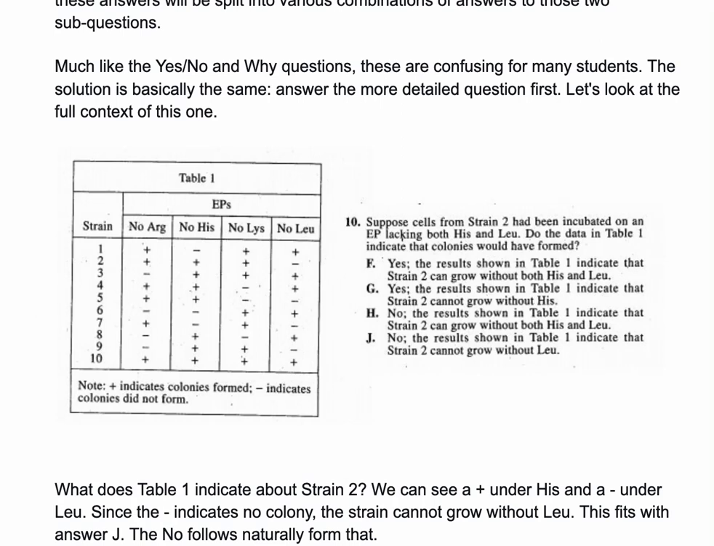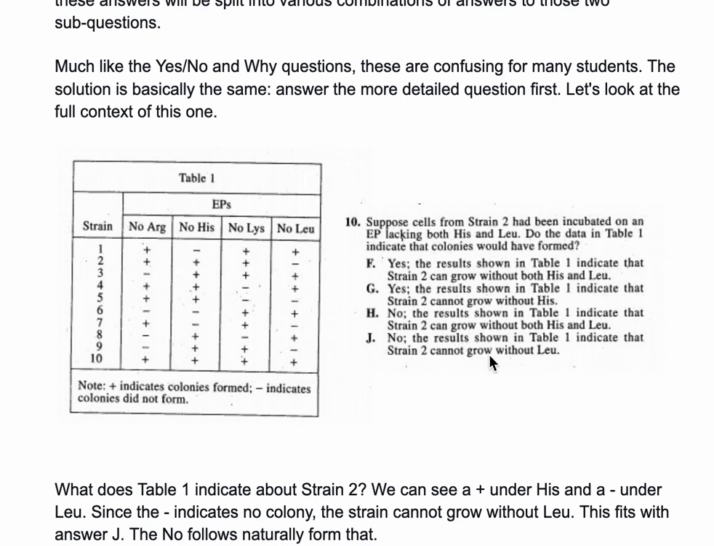So that's really the only thing we need to pay attention to. Like, okay, it must be no, because the results shown in table 1 indicate that strain 2 cannot grow without Lou, right? Because we have the minus when there's no Lou. Nothing else says that. So we're done. Who cares? Yes, yes, no, no. It's just no. So the point is, you don't have to pay that much attention to the yes, yes, no, no. The yes or the no follows from just finding the right reason.